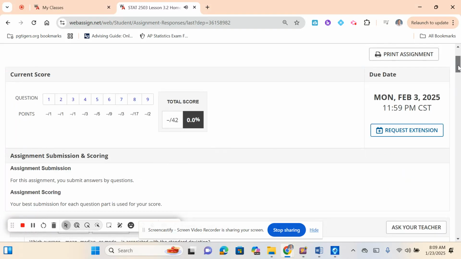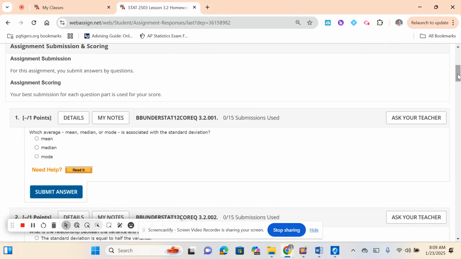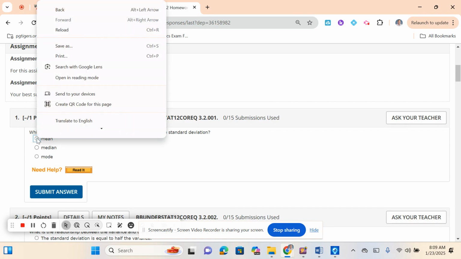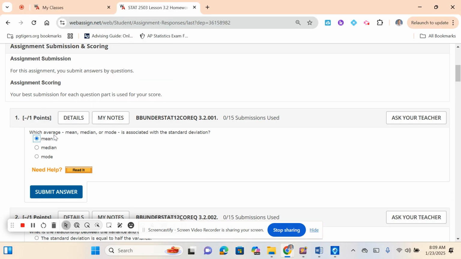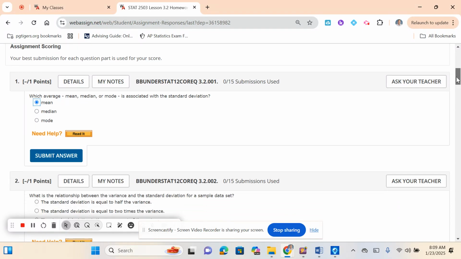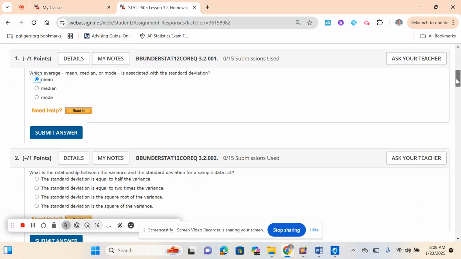All right, let's look at number one. What average, mean, median, or mode is associated with the standard deviation? The mean. The mean is because, recall, we did the calculations by hand. We are calculating basically how much it varies from the mean. We're using the mean within our calculations.